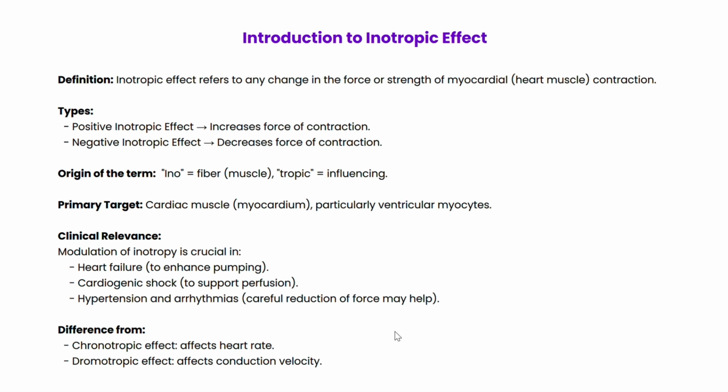We divide this effect into two main types: a positive inotropic effect, which increases the force of myocardial contraction, and a negative inotropic effect, which decreases it. This effect is primarily centered on the myocardium, especially the ventricular myocytes, which are responsible for generating the pressure needed to pump the blood throughout the body.